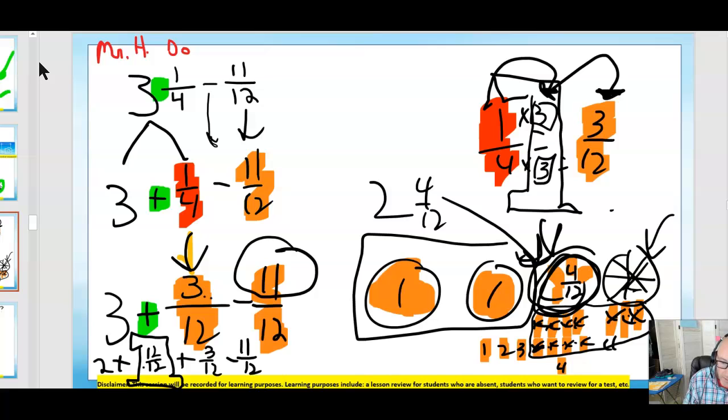So let's combine the 3/12 and the 12/12. When you do that, you get 15/12. So I'm going to rewrite that here as 15/12 because we just combined them, right?